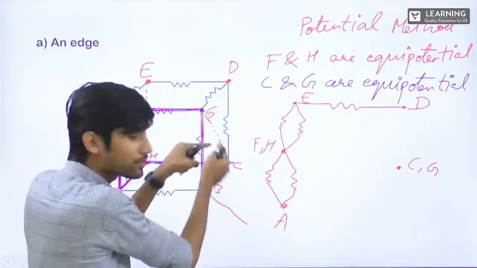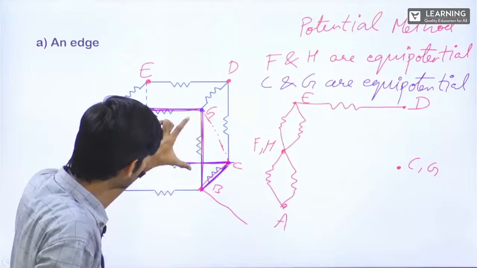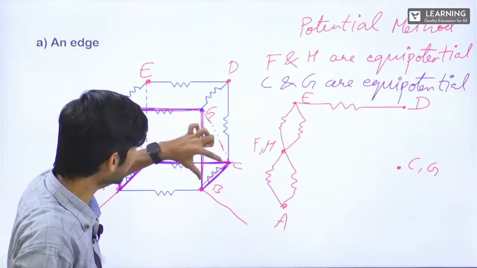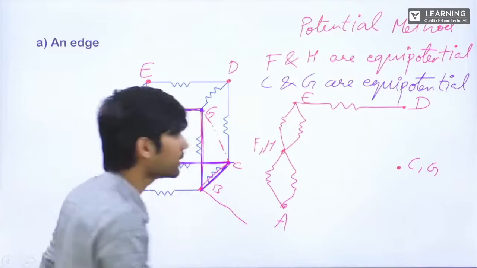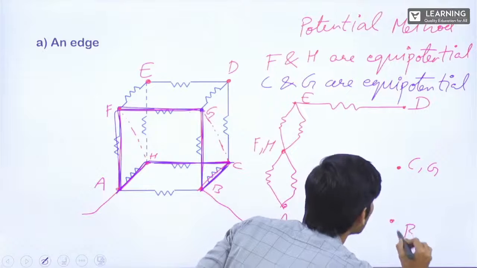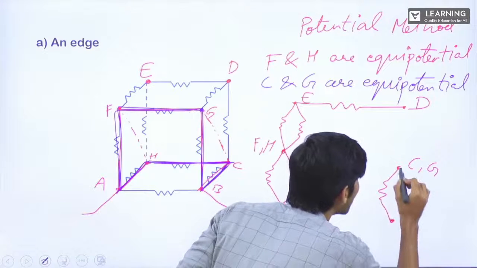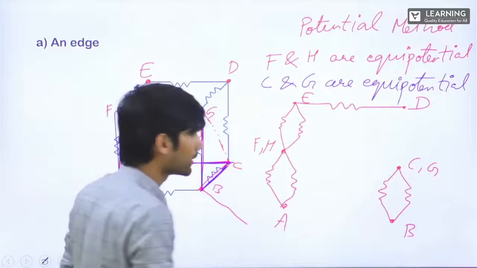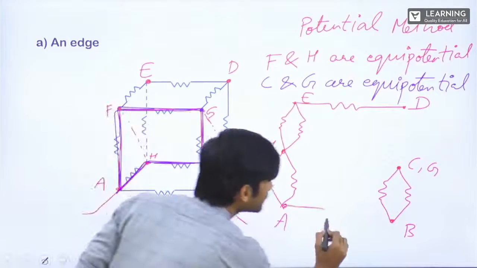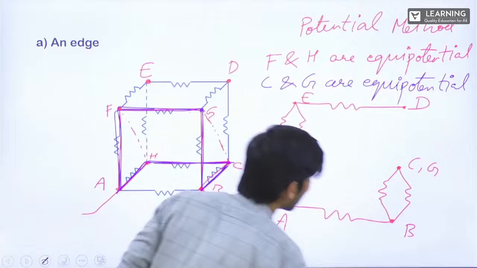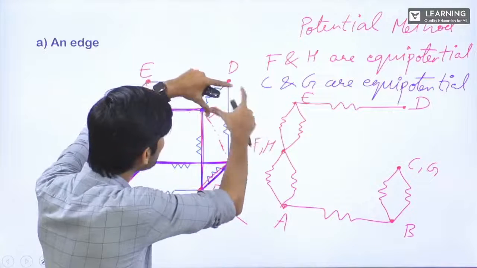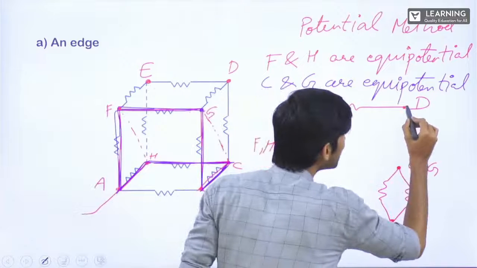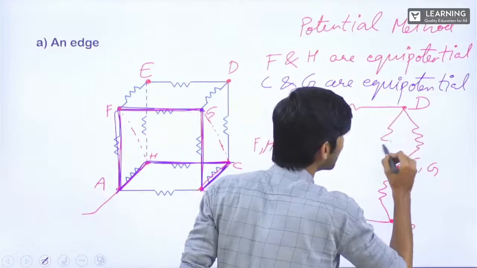I'm joining these two, right? If I join these two, the resistor connected across BG and the resistor connected across BC will become parallel. So if I mark this point as B, this resistor BC and this resistor BG, B to C, B to G, are parallel. And A and B are connected like this. Now these two will also become parallel, DG and DC.